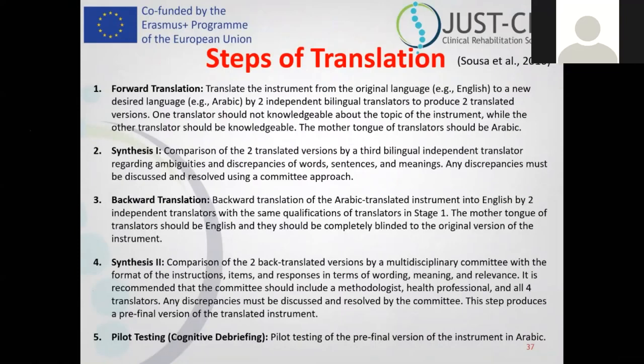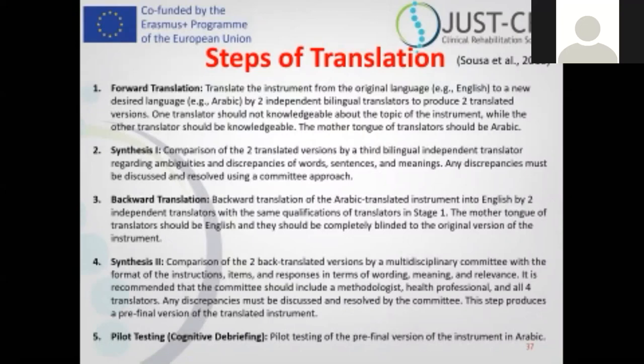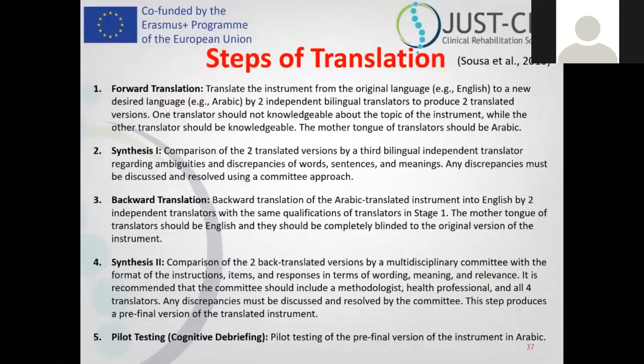The first step is to do a forward translation. Let's assume that we have the functional independence measure, which was established in the English language. Let's assume that we want to translate it into Arabic. So the original language would be English, and the desired language would be Arabic. To perform forward translation, we have to get 2 independent bilingual translators to produce 2 translated versions.